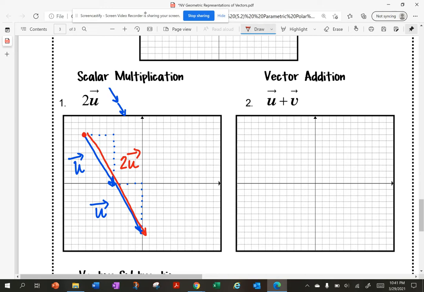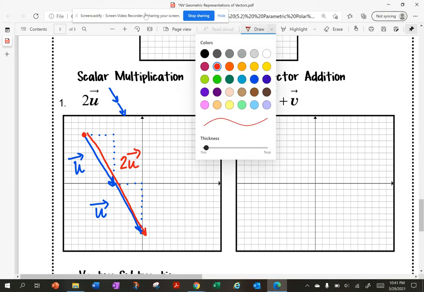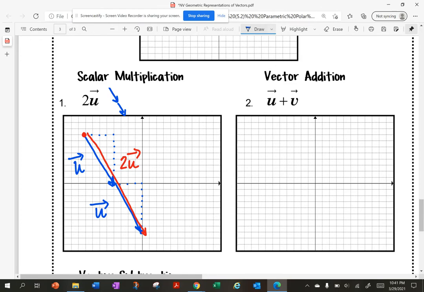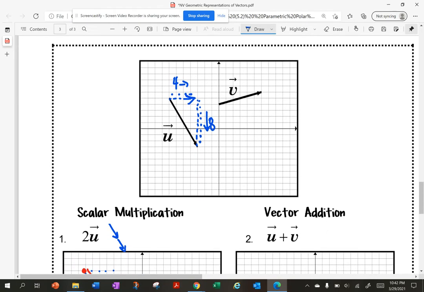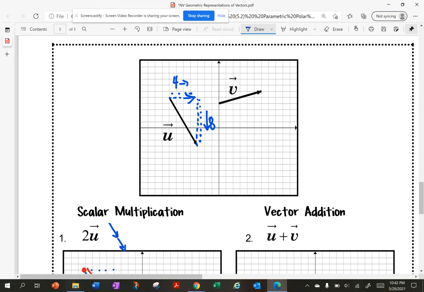Okay, so let's do vector u plus vector v. Let's do the same thing. Let's break down vector v into horizontal and vertical. So here's horizontal and here's vertical. I have 6 to the right and 2 up. So 6 to the right and 2 up are the horizontal and vertical components.